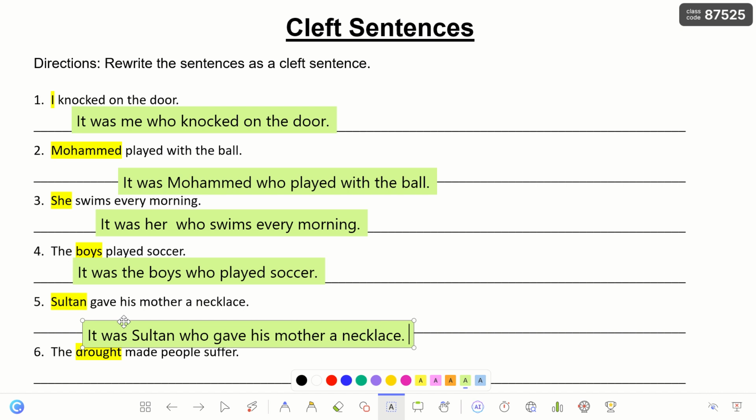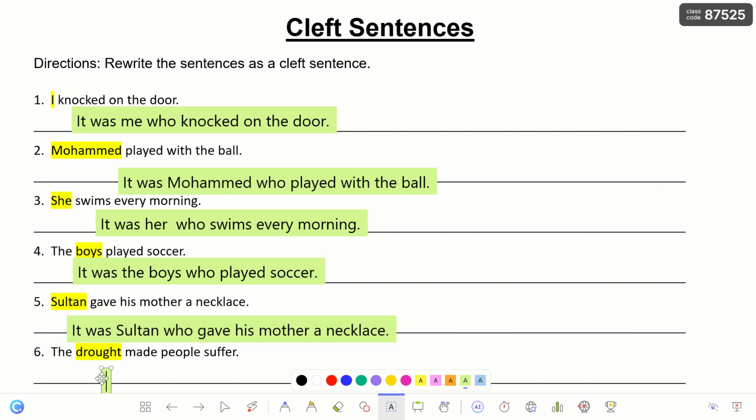Okay. Last one, the drought made people suffer. It was the drought that, here I use that, not who, because drought is an object, a non-living thing, so I can't use it with who. So I say it was the drought that made people suffer.